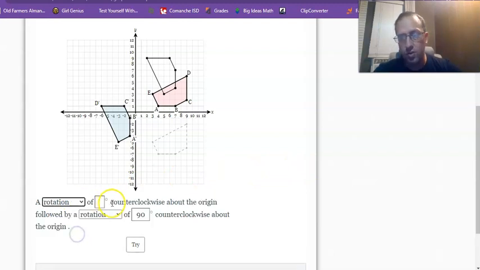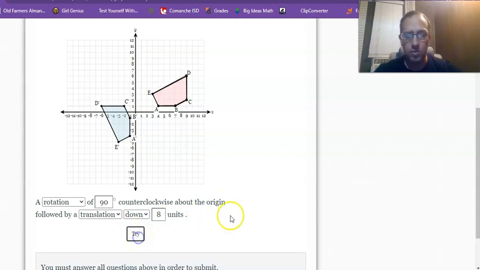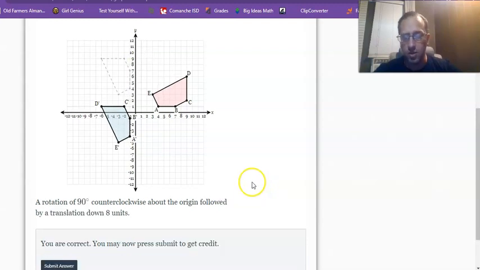We have to do the rotation of 90 degrees first, and then we do the translation down 8 units. If you do them differently, it doesn't work. You've got to do them in the right order. So we do this again. We have the rotation, and then the translation, and that works.